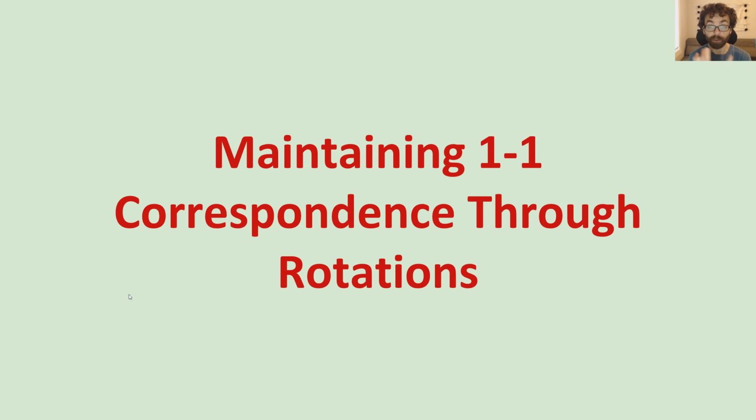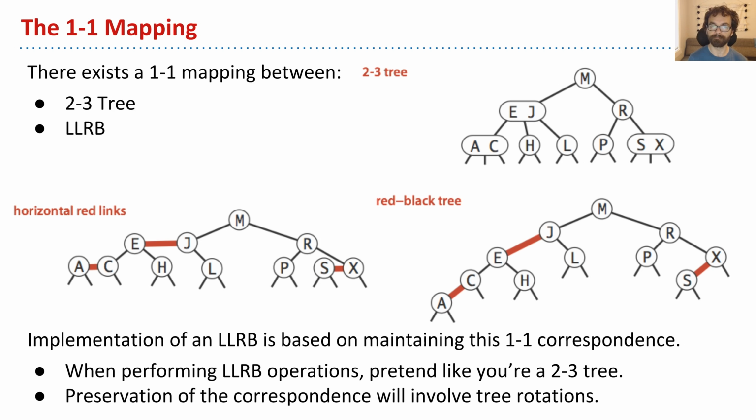So at this point, we know what left-leaning red-black trees are, we know that they're efficient, and now we just need to know how to build them. As I mentioned many times, there exists some one-to-one mapping between a 2-3 tree and an LLRB. So the implementation of our LLRB insert operation is going to be based on maintaining this one-to-one correspondence.